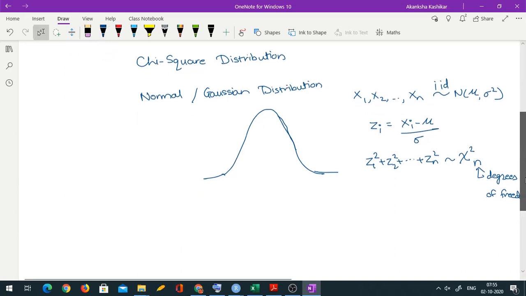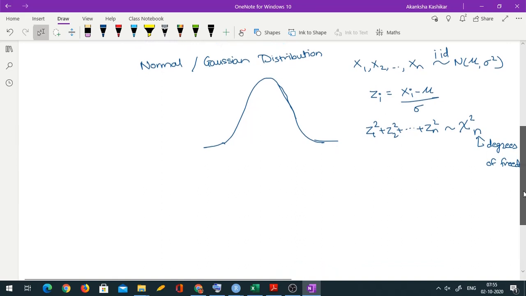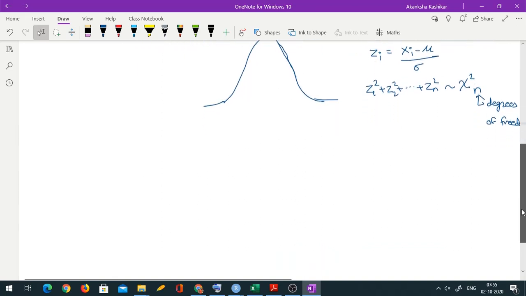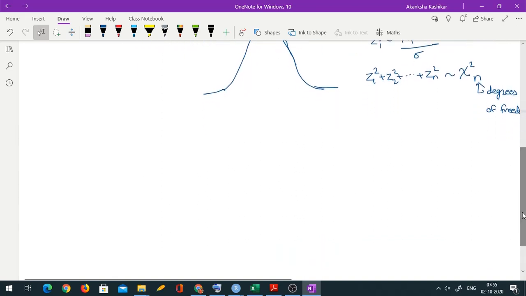This is just a theoretical background. What we need is the actual application of it. So where we are going to use chi-square in the frequency setup. There are two major setups. First is independence of attributes and second is goodness of fit.